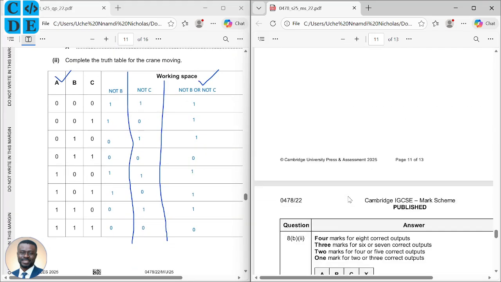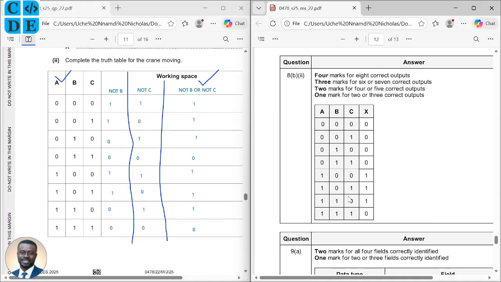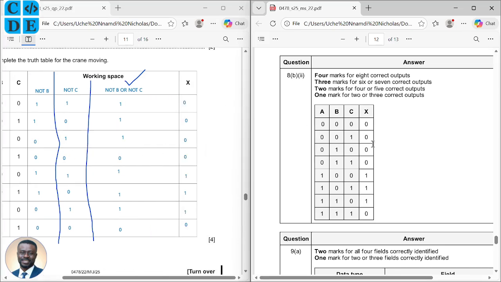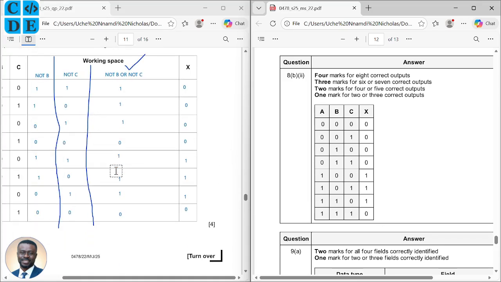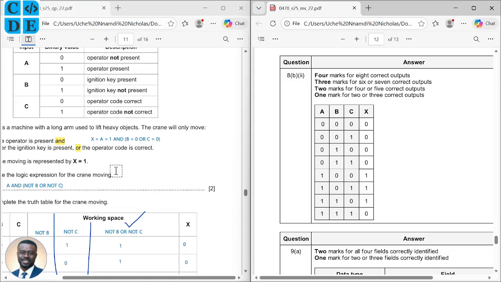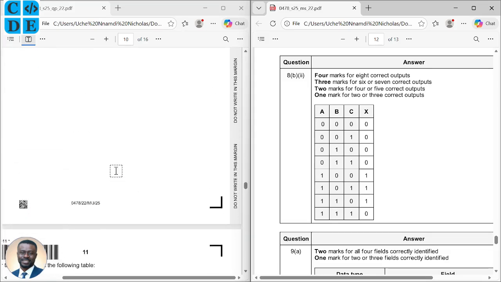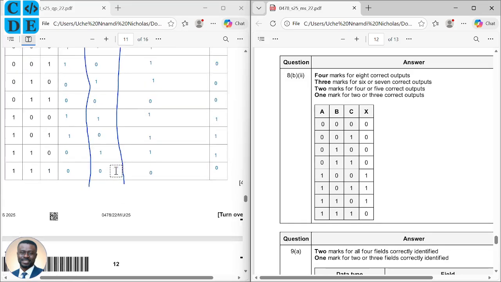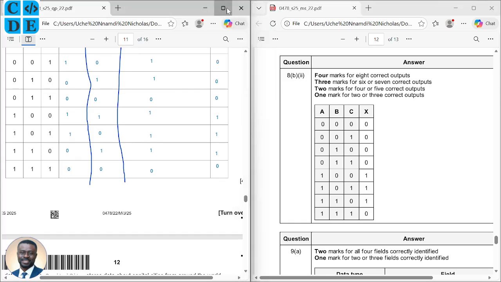So let's compare this last part. You see, 0 0 0 all the way. 1 1 then 0. So that means we're good to go. If you did this like I did it, you should have the whole 8 marks in the bag already.